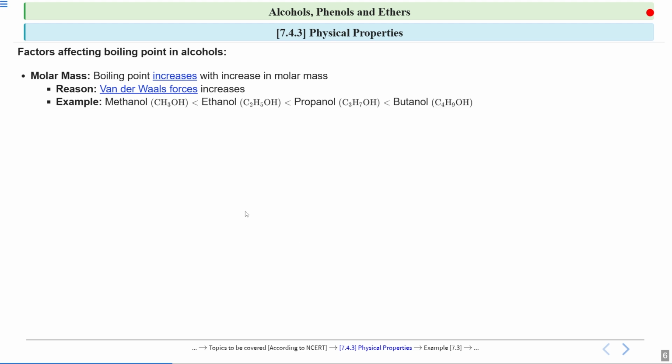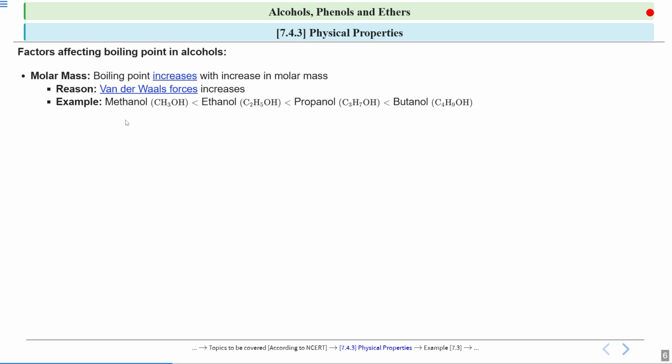Okay, now look at this example. There are 4 molecules given to you. First is methanol, ethanol, propanol, butanol. Now, see, butanol has 4 carbon atoms, propanol has 3 carbon atoms, ethanol has 2 carbon atoms, whereas methanol only has 1 carbon atom. Now I told you, an increase in molar mass increases the boiling point. So butanol will have the highest molar mass. Propanol will come after butanol, then ethanol, and least is methanol.